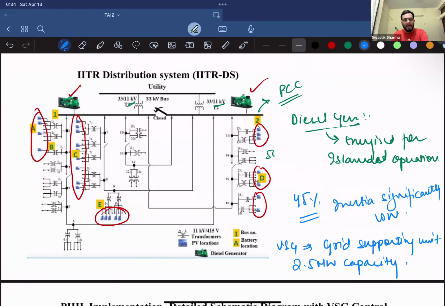And generally, since it's a campus building, the loads are very irregular. Let's say that during summers, peak summers, you have summer vacations.